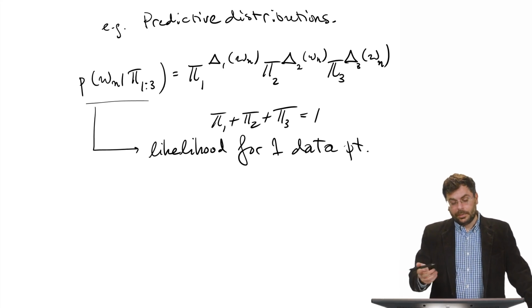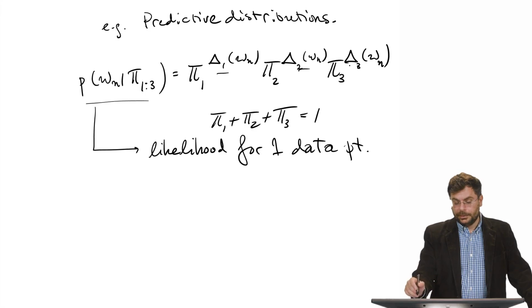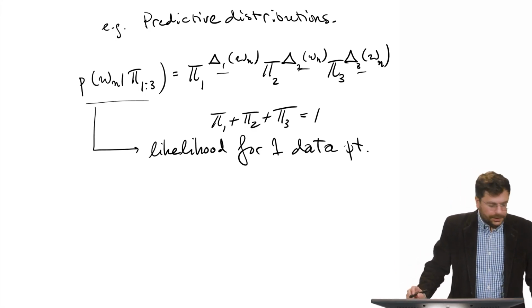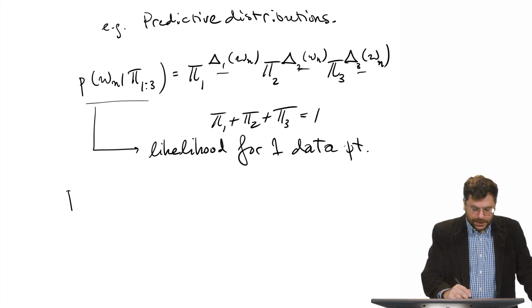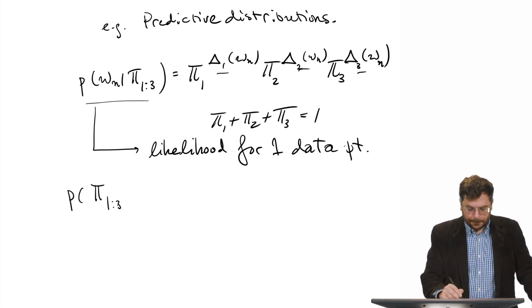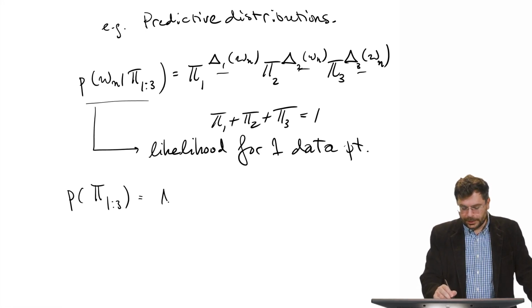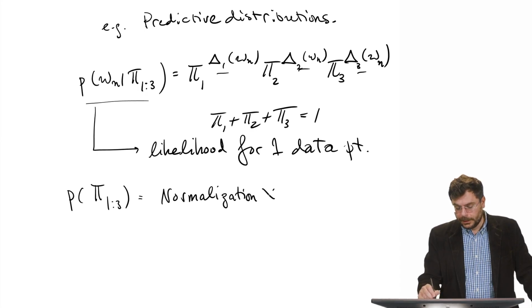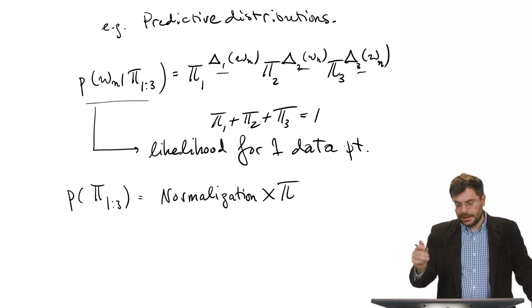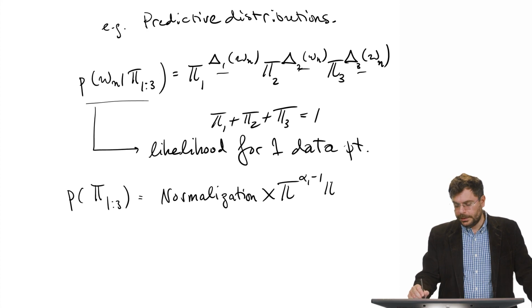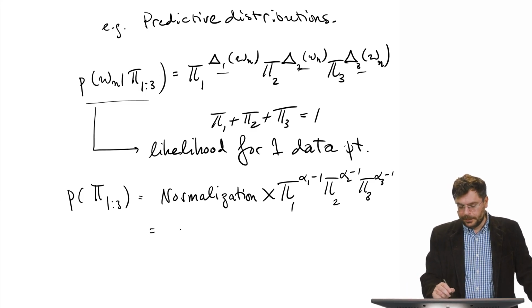And that likelihood is normalized with respect to all three options: option 1, option 2, option 3. So let's go ahead and define a prior. And for that prior, I'm going to write down a normalization constant. We'll discuss how to set these priors shortly, but it's going to be pi 1 to the alpha 1 minus 1, pi 2 to the alpha 2 minus 1, pi 3 to the alpha 3 minus 1.